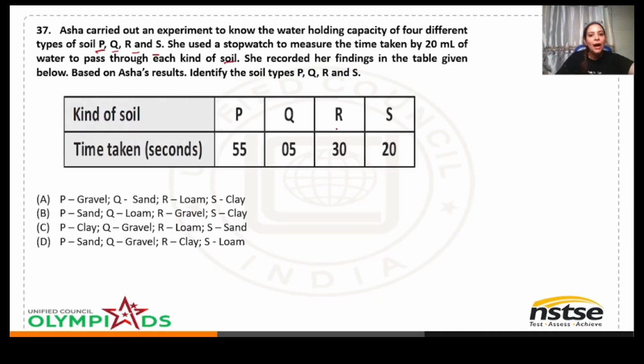So P, Q, R, S, the water was passed through them and she recorded the time taken by 20 ml of water to pass through each soil. And you can see that P took 55 seconds, Q took 5 seconds, R took 30 seconds and S took 20 seconds. We need to identify the soils. And here in the options we have just 4 options: gravel, sand, loamy soil and clay soil.